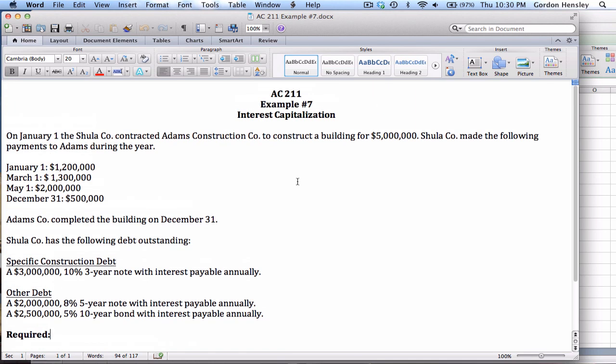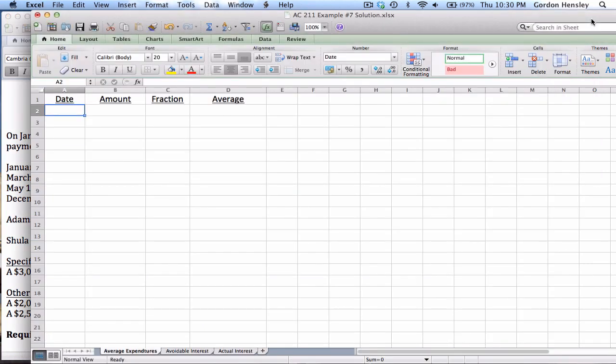So the first thing we'll do is calculate the weighted average expenditures. Now, to do this, I've set up a little spreadsheet here. I'm going to have a column for the date, the amount, different fractions based upon time, and from that I'll calculate an average of each payment, and then I'll total everything up. Of all the different parts of the problem, this part of it is actually pretty straightforward.